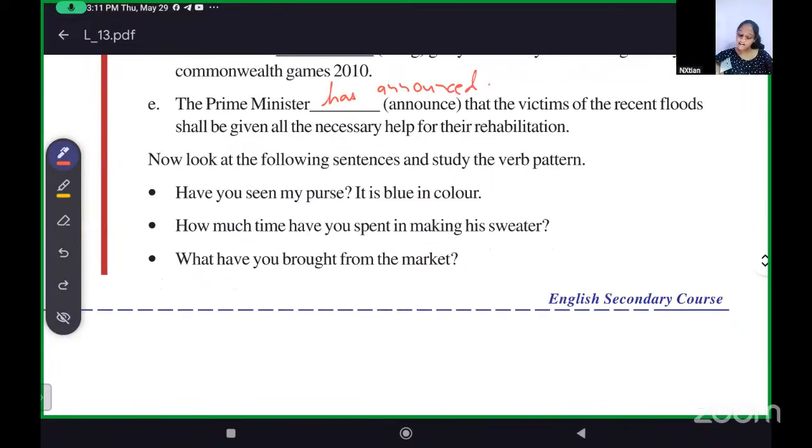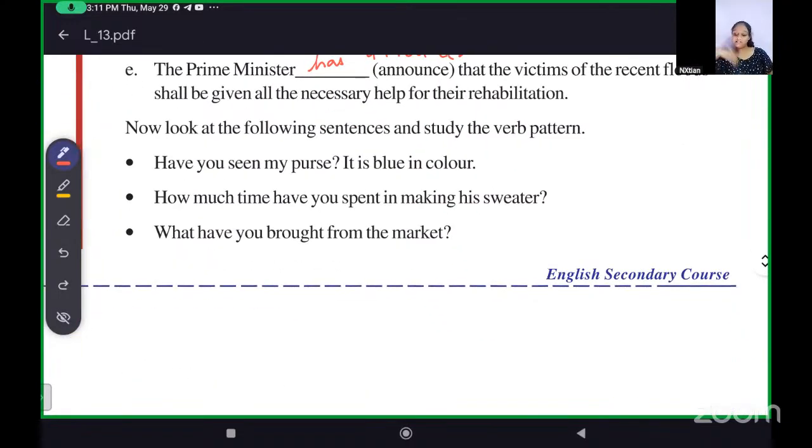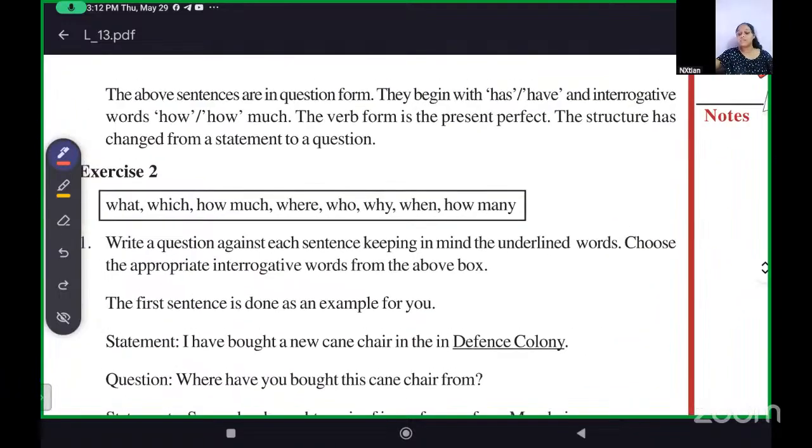Now, look at the sentences and study the verb pattern. Have you seen my purse? It's blue in color. How much time have you spent in making the sweater? What have you got from the market? The above sentences are in question form and they begin with has or have. And interrogative words how or how much. So when the sentences are in the present perfect tense, they will begin with has or have.